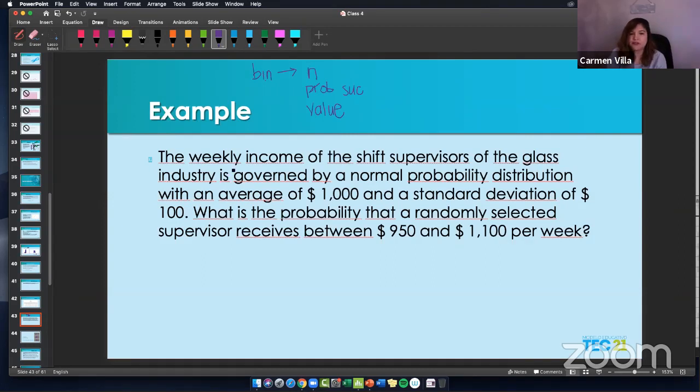Now that we're working with a normal distribution, check how the exercises look different. They say, weekly income of the shift supervisors of the glass industry is governed by a normal probability distribution with an average of $1,000. So now you get information about the average value. And you also get information about a standard deviation of 100. And then the question says, what is the probability that a randomly selected supervisor receives between $950 and $1,100 per week?